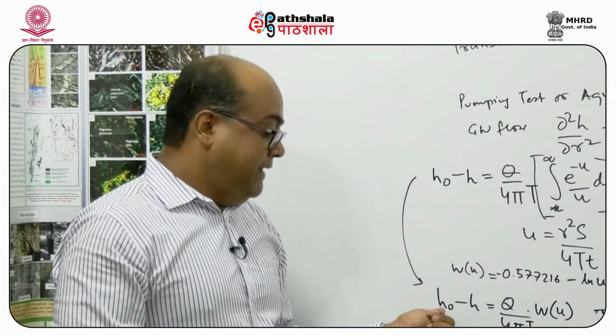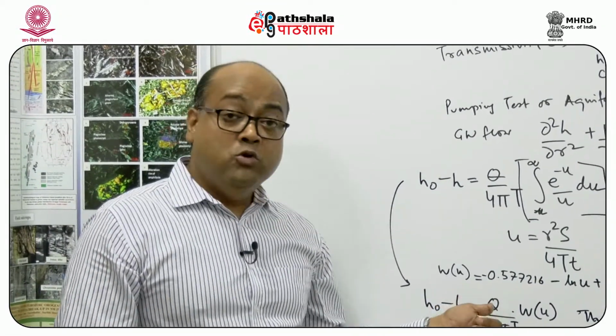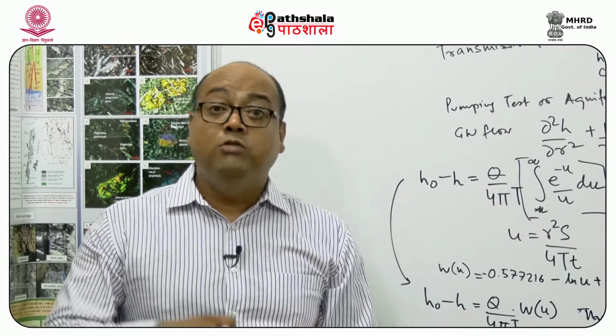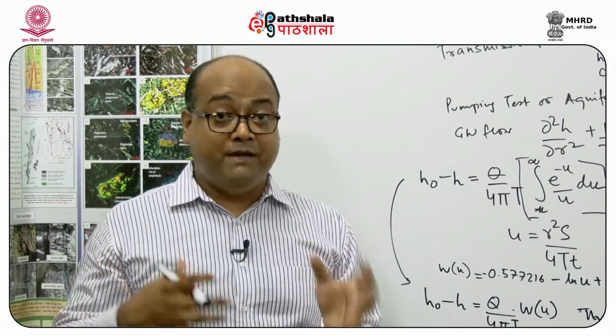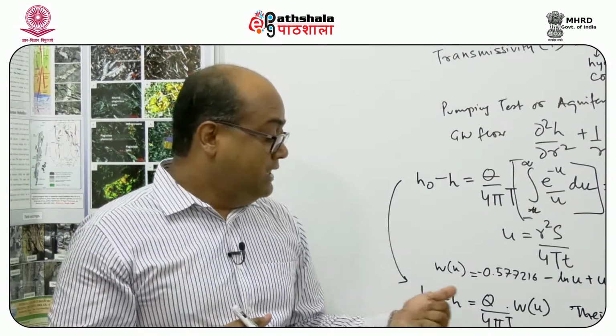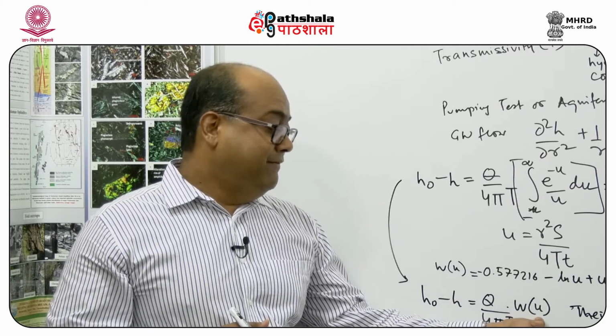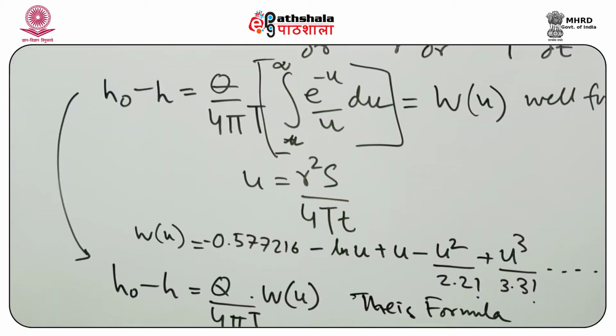So what it says is that the drawdown is given by Q. What is Q? Q is the volume of water that is pumped, and please remember that this is a constant volume of water pumped in time. T again is the transmissivity, and W(u) is the well function.